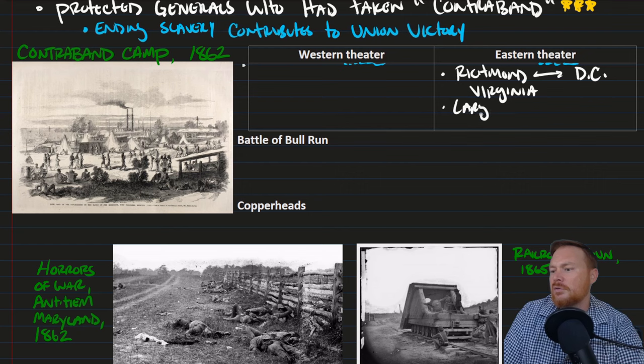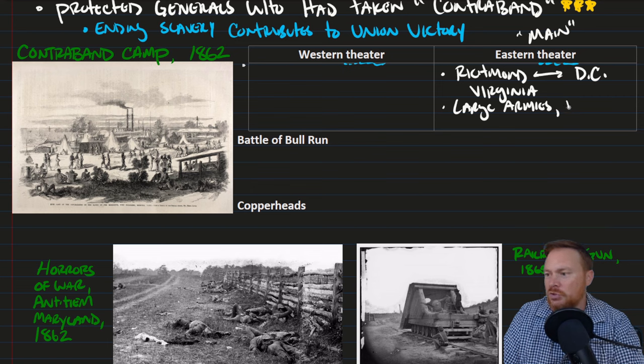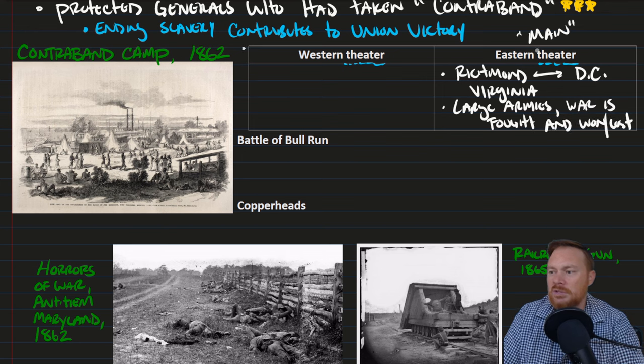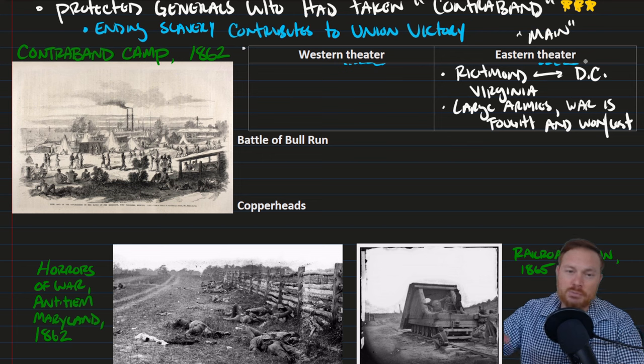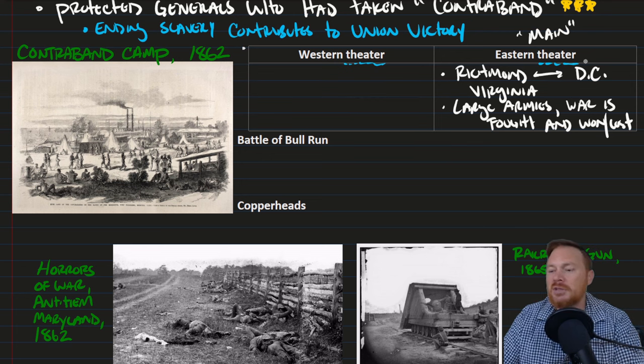And these are the large armies. We might call it the quote unquote main theater of the war. It's going to get most of the attention. It will be the area in which the war is fought and won or lost. Right? So the Eastern Theater, that's the main theater. We're mostly talking about the area around Richmond and DC. Richmond is the Confederate capital. The Confederacy decides to put their capital city at Richmond, Virginia. The capital of the United States, of course, is Washington, D.C. And so there is a lot of military engagement around those two cities because both sides are trying to capture the capital city of the other one.